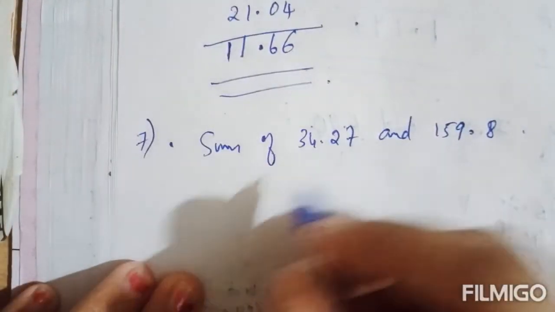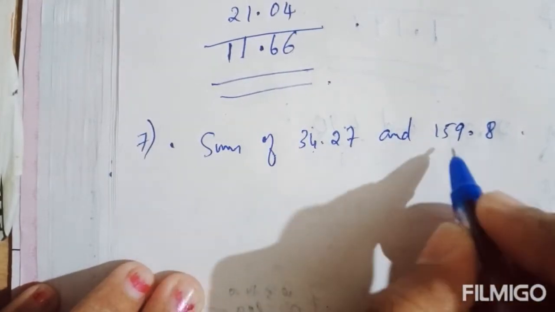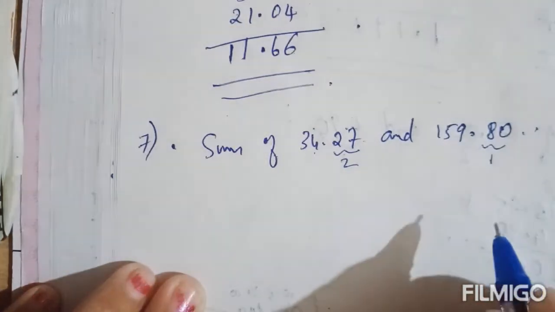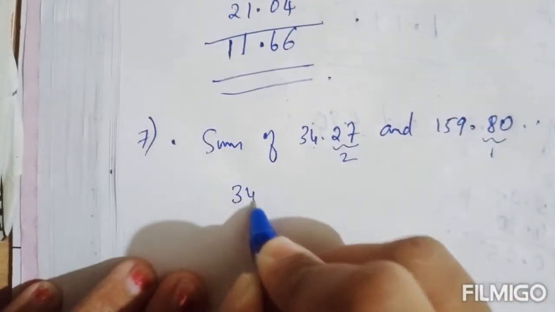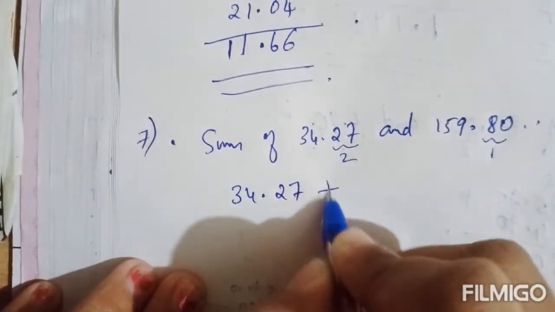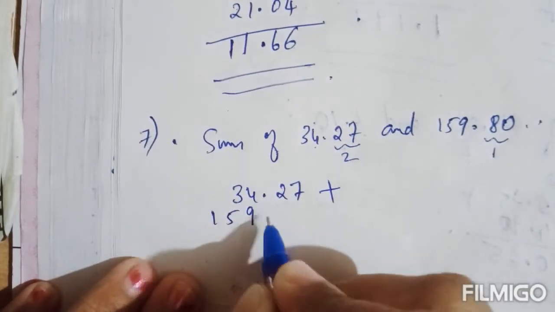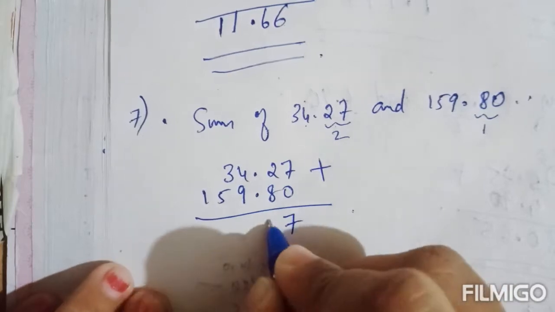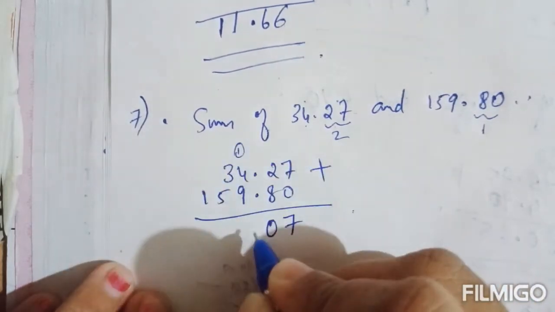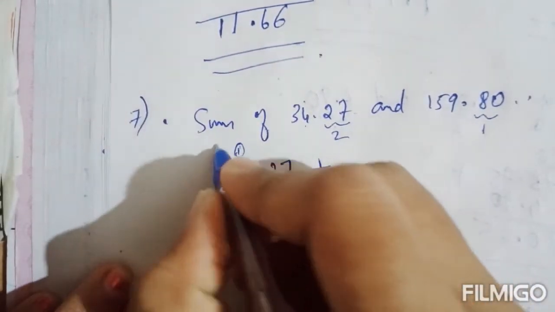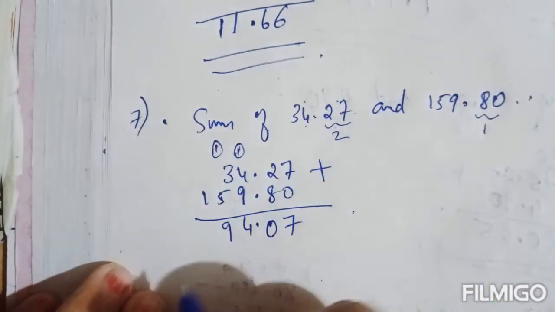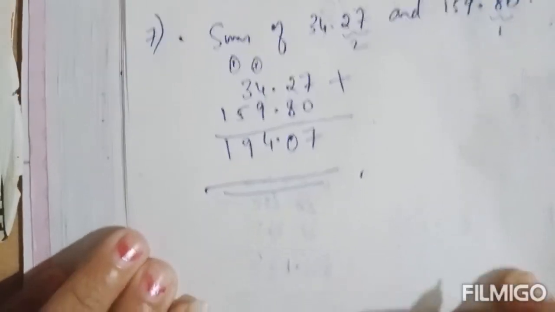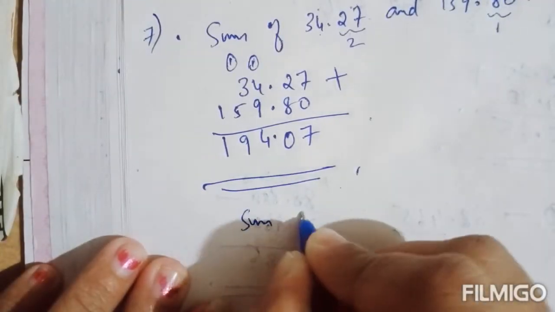Finding the sum of 34.27, here 2 decimal places, here only 1, so you can add 0 at the end. So 34.27 plus 159.80. On adding, what you will get? 7; 8 plus 2, 10; 10 plus 4, 14; 8 plus 1, 9; 194.07.